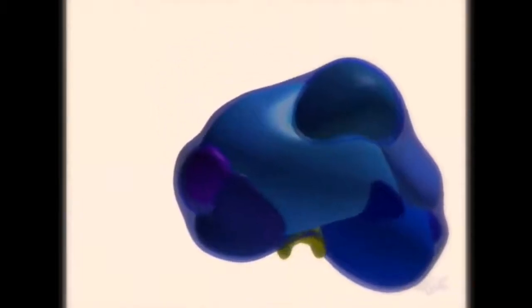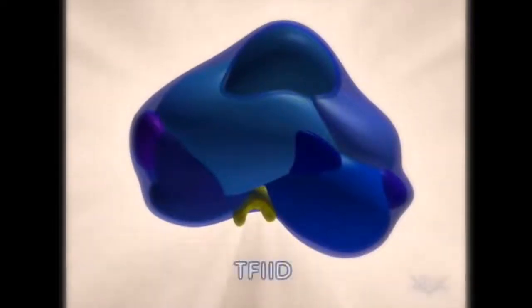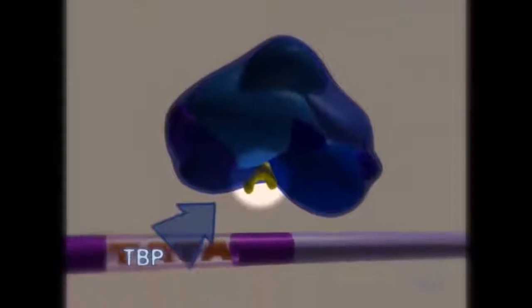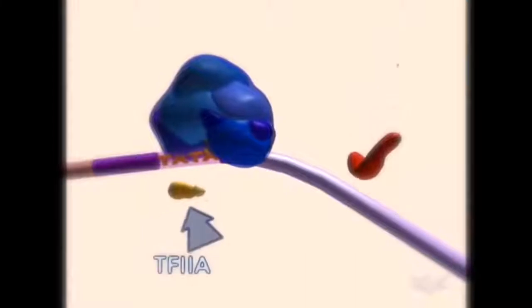Several complexes, known as transcription factors, are required for successful transcription. The first is TF2D, the largest of the general factors. A component of this factor, TBP, binds to the DNA using the Tata box to position TF2D near the transcription initiation site. Other transcription factors, including TF2A and TF2B, then attach.